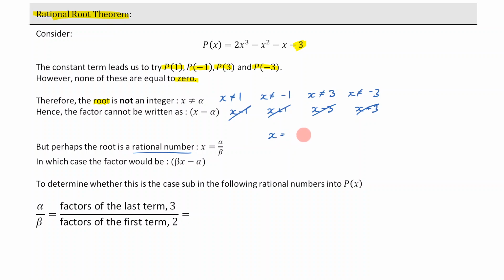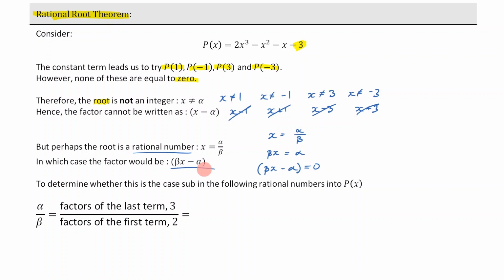Now, if this is the case, that is written like this, how would we therefore write this as a factor? Well, you would multiply both sides by beta. So you get beta x is equal to alpha. Then you would minus alpha from both sides. So beta x minus alpha is equal to 0. And this right here would be what your factor looks like. So in which case, the factor would look like this. So beta x minus alpha.